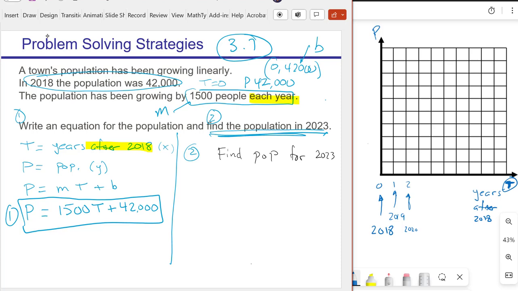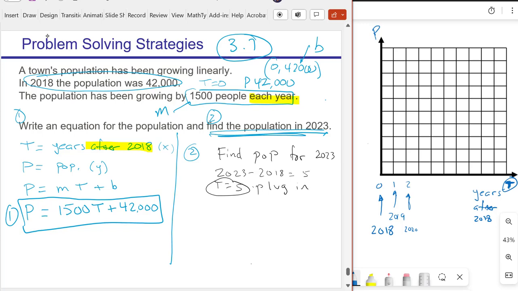Okay, now I can't plug in 2023 because t is not 2023. We're not using that interpretation for time. We're using years after 2018. So how many years after 2018? Let's subtract. And that's 5. So t equals 5 years. Now I'm just going to say 5. T equals 5 because 2023 is 5 years after 2018. So this is what I'm going to plug in.